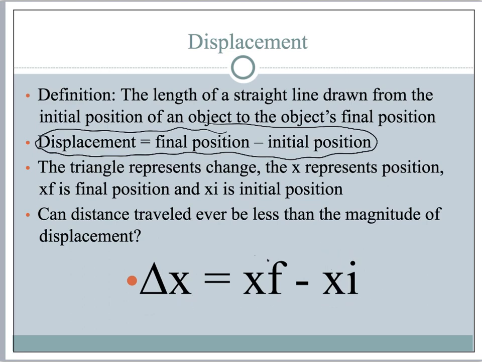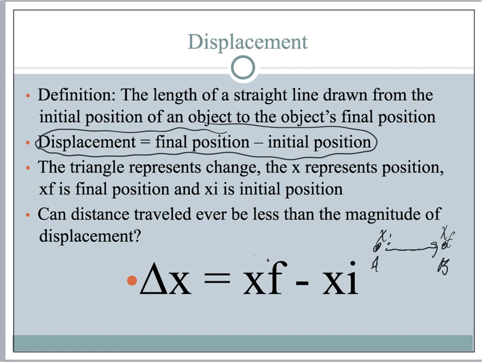So I ask you a question to think about. Can the distance traveled ever be less than the magnitude of the displacement? Well, think about that. If you travel from point A to point B, you have gone a certain distance from here to here. Your displacement is how far you went from your final position from your initial position.